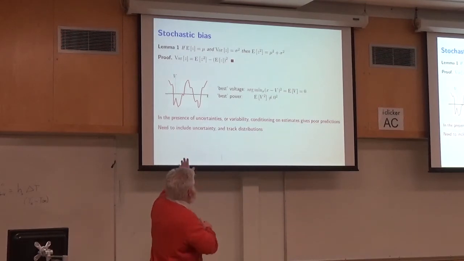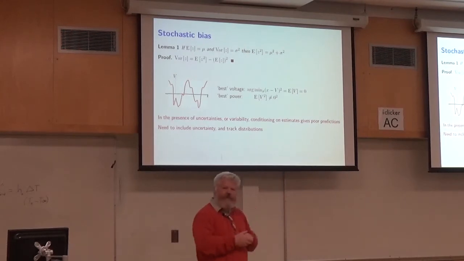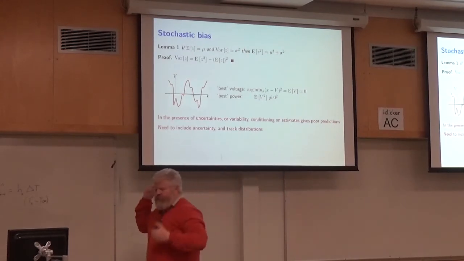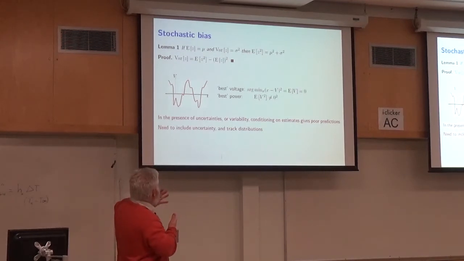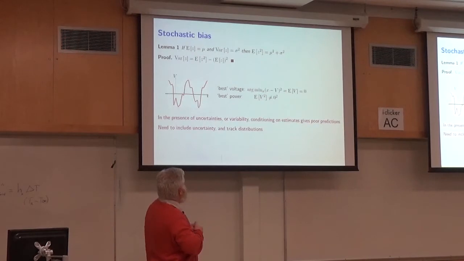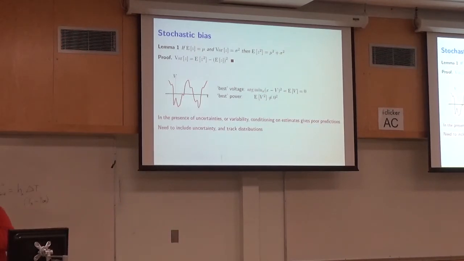So statisticians say this conditioning on estimates gives you poor predictions. That's their kind of technical term for this. But as you can see, it's relatively straightforward. So that's really the reason that you need to track uncertainties, track distributions. Okay. And obvious to everybody? Not the world's most complicated example, is it?